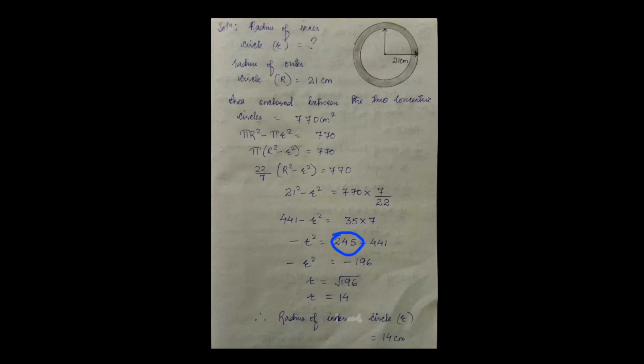Which gives 245. And here 21 square is 441. So we have to take this 441 on the right hand side. Its sign will change, minus 441. Then minus r square equals minus 196. Cancel this minus minus. r will be the square root of 196, which is 14. So we got the radius of the inner circle, that is 14 centimeter.